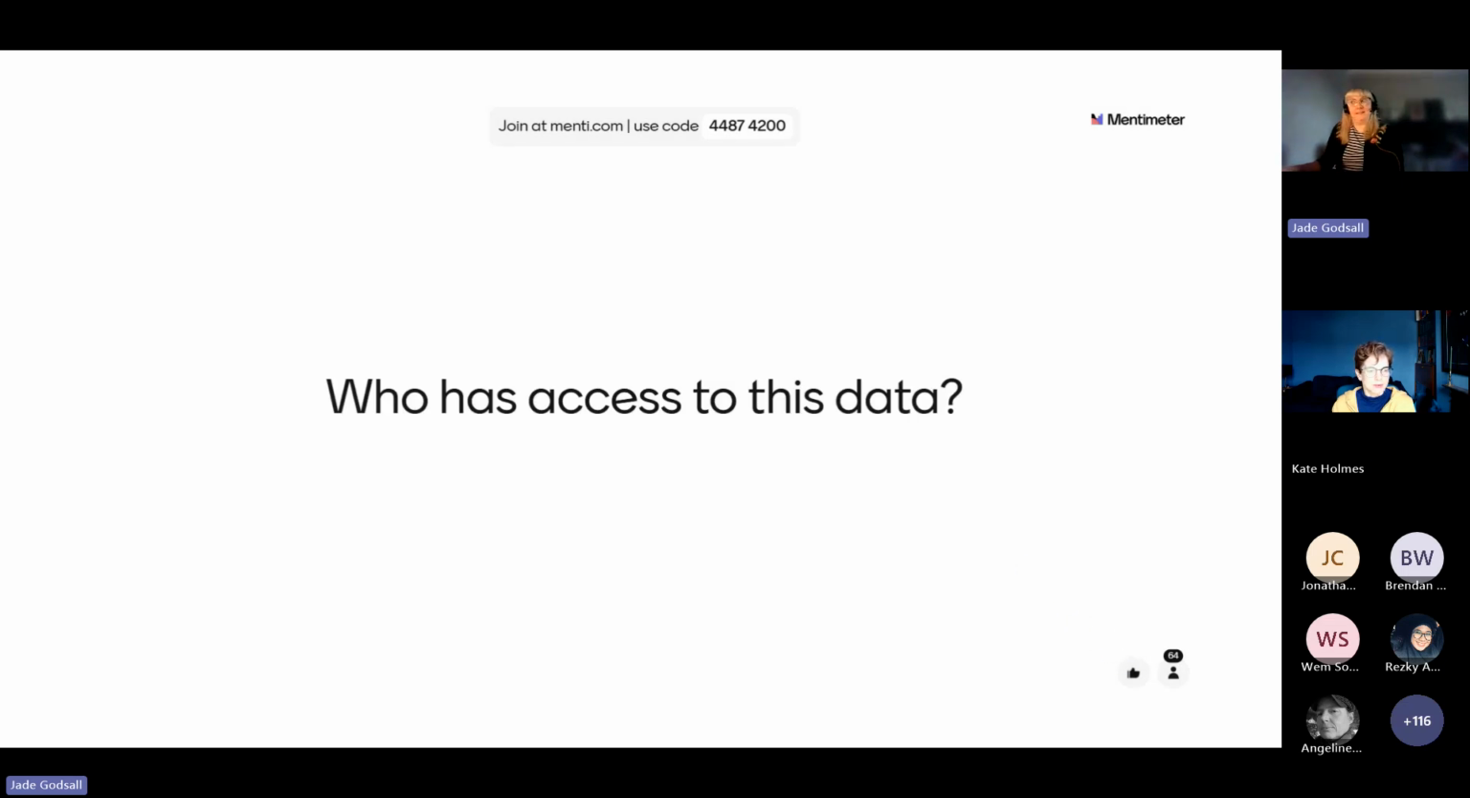So I have some more questions. Who has access to this data? Quick question, which is, are demographics personal data or research data? Demographics, it depends on your study.